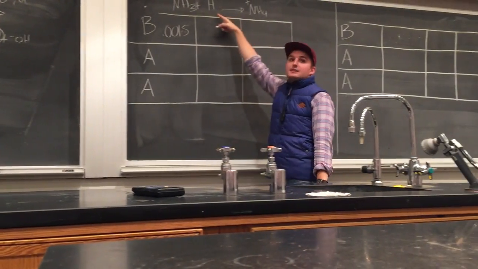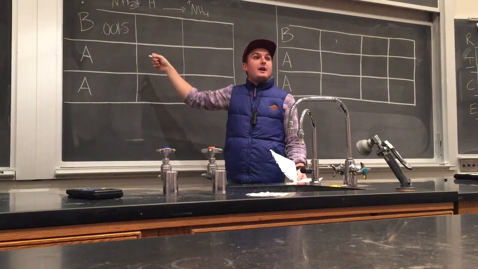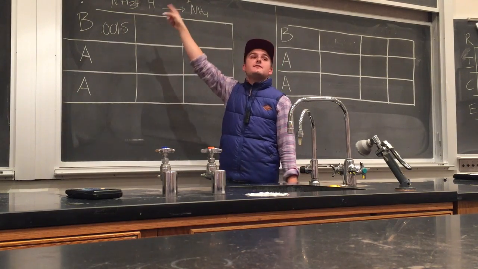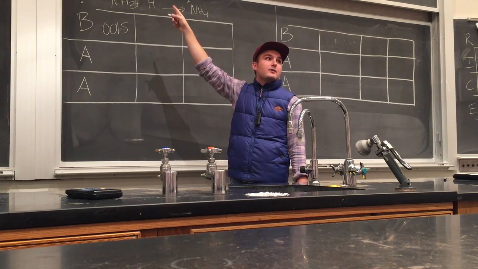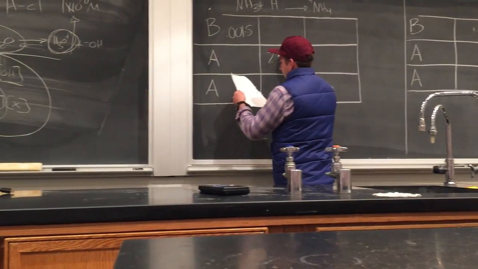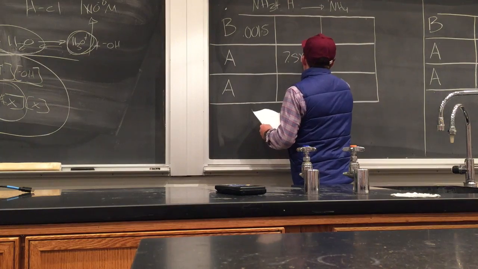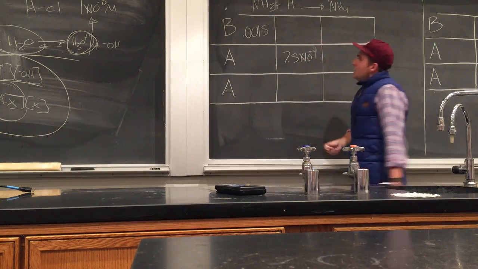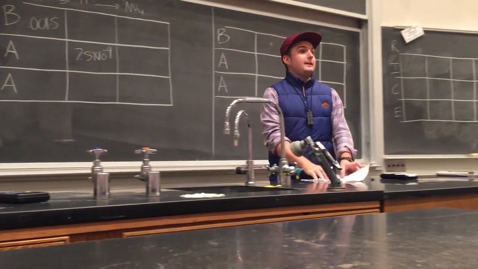Now, the H plus, I'm going to look at how much I added. So I do that, and this is going to be the 75 milliliter mark. This is the beforehand, the first step. And I'm going to get 7.5 times 10 to the negative 4. So that's how much I'm adding.